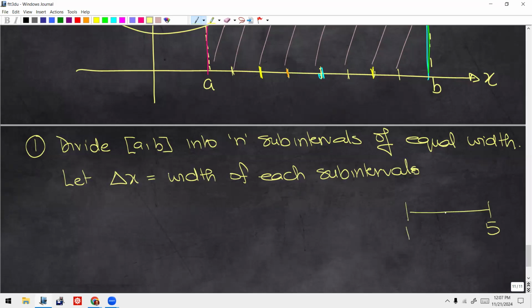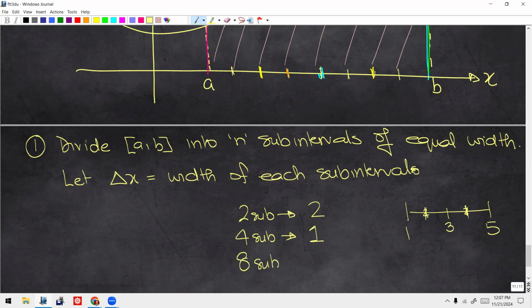2, because you'll split it up at 3. So this will be 2 and this would be 2. All right. So if you have two subintervals, each width will be 2. What if I want 4 subintervals? What will be the width of each one? You'll split that up into 4, so the width will be 1. Is that okay? If I want 8 subintervals, what will be the width?